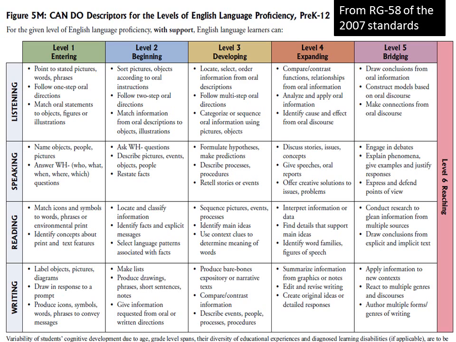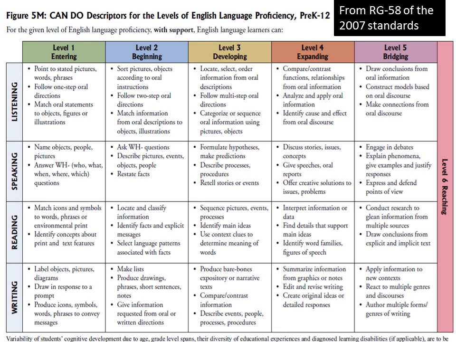So what you see here is the can-dos for pre-K through 12 at each of the 5 proficiency levels you see along the top in colors, starting at level 1, entering, which is pre-functional, level 2, which is beginning, level 3, developing, we call that intermediate, level 4, expanding, we usually call that advanced, and level 5 is bridging, where they're right on the edge of being fluent with their other English-speaking peers. And level 6, we consider reaching, which is full proficiency in the English language.